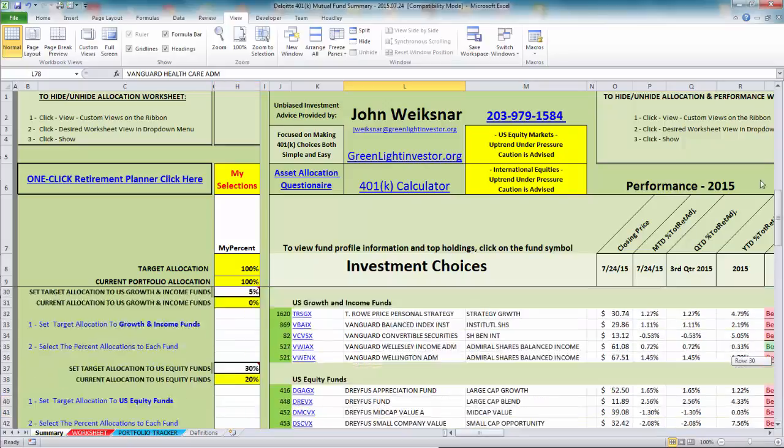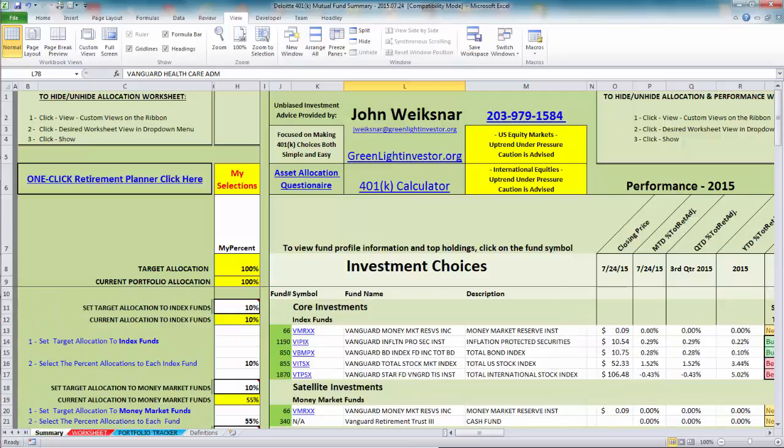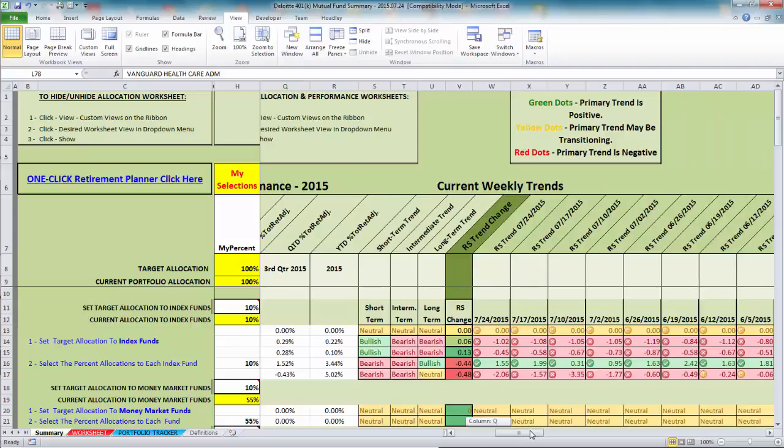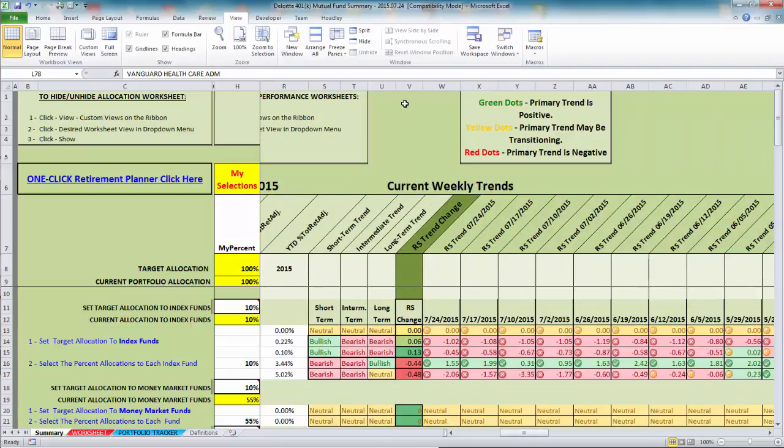And that's how we look at the funds each week. And to see if there's any adjustments to be made, you simply slide the cells over so that you can see column U, V, and W. And we'll look at each of the categories.